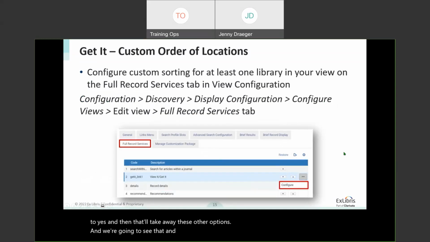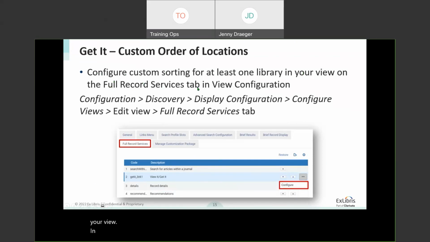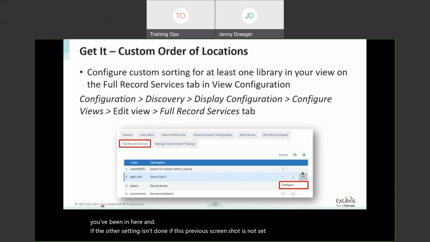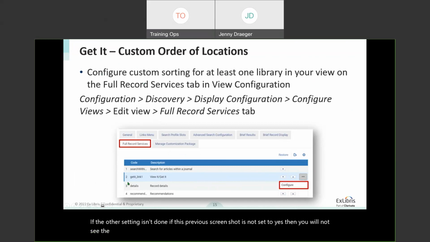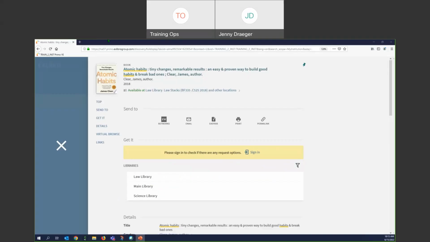Then we have a second configuration to do here. We're going to configure the custom sorting for at least one library in your view, in the Full Record Services tab in View Configuration. If you've done work in Primo VE, you've been in here. If the other setting isn't done, if the previous screenshot is not set to yes, then you will not see the little ellipsis here at the Get It link one line. So that is important to note. Let's go do this in Alma.